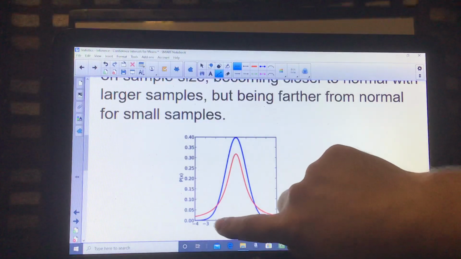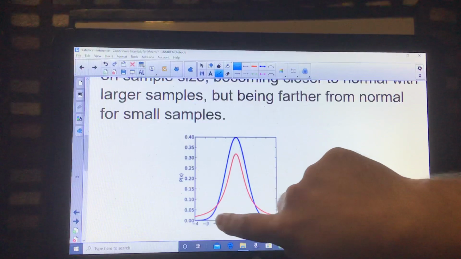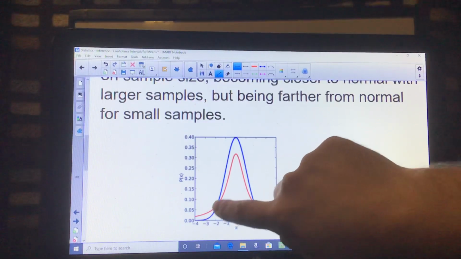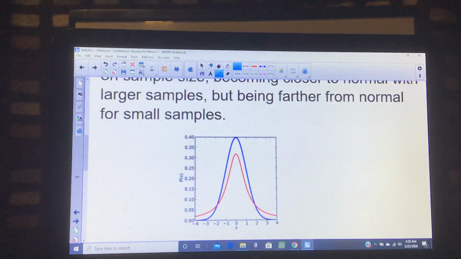If he cut off at like 5%, he was using the blue curve and thought, oh, I'll throw away 5% of the beer. But if you look at the red curve, there's a lot more area under there. That's why he was throwing away 15% of the beer.